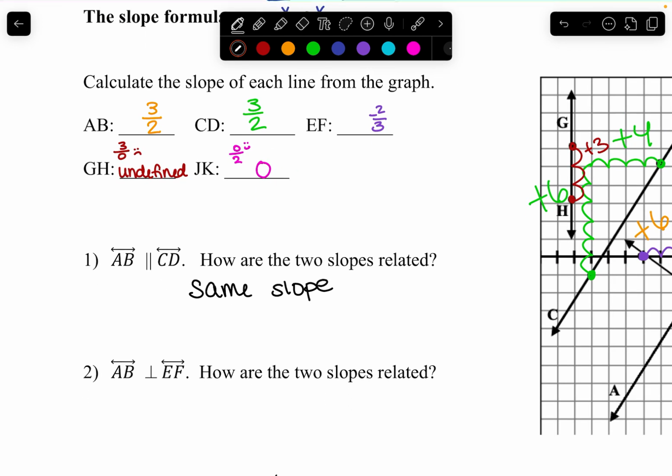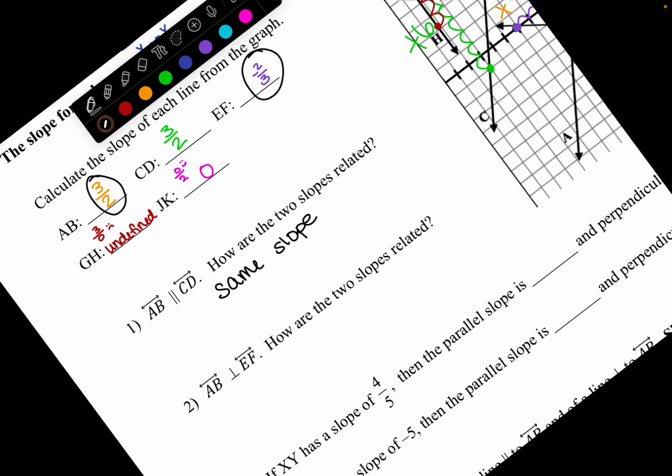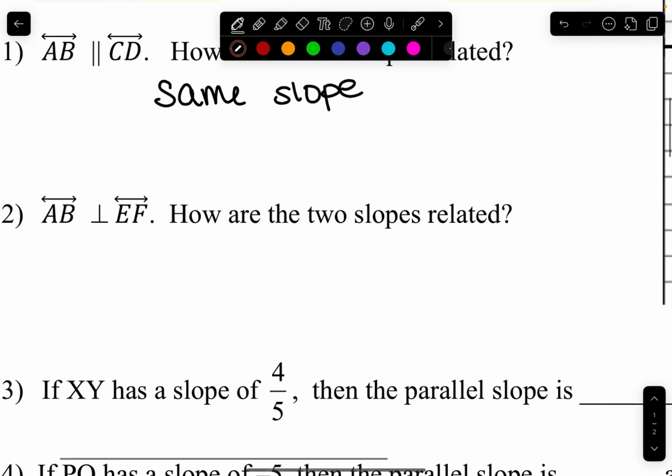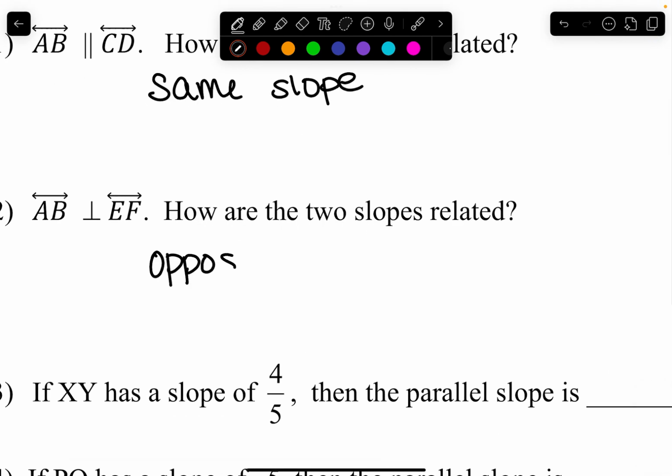It also tells us that line AB is perpendicular to line EF. So if you look at line AB and EF, notice that the fractions have been flipped, which is what we call a reciprocal, but the signs are also different. AB had a positive slope, but EF had a negative slope. So when we have perpendicular lines, we say that they have opposite reciprocal slopes. The opposite refers to their signs. One's positive, one's negative. And then the reciprocal just means that we have a fraction that gets flipped. So we have opposite reciprocal slopes.